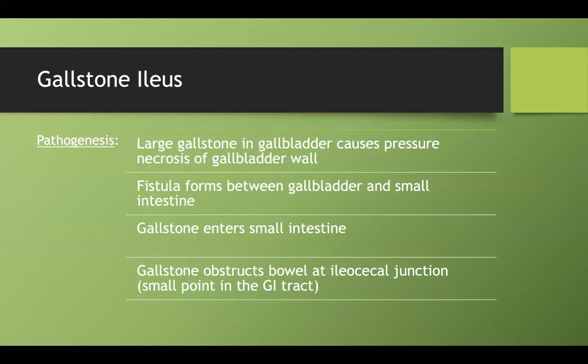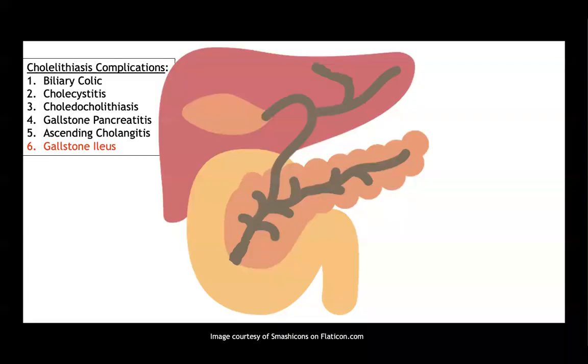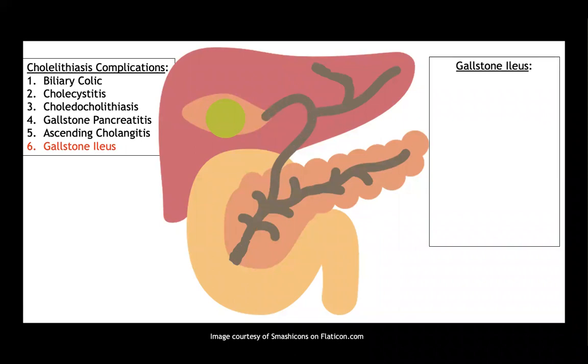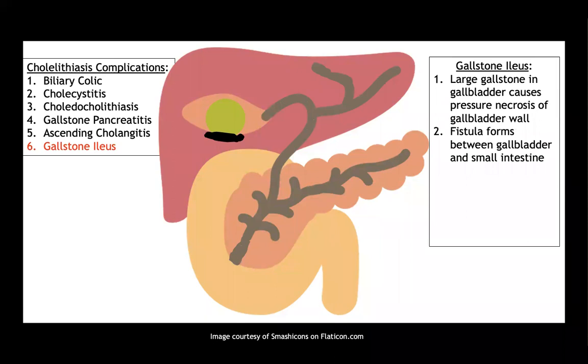So it'll travel all the way down, and it usually gets stuck right at that ileocecal valve in the right lower quadrant. So again, if we have this huge gallstone, normally gallstones would be able to flow out this outflow tract when the gallbladder contracts, but this gallstone's just too big to even fit through the cystic duct. So it's just going to sit in your gallbladder, and over time, it's going to cause pressure necrosis of that wall. Once that necrosis has set in, then a fistula can actually form between the gallbladder and the small intestine, and that gallstone can enter the small intestine.